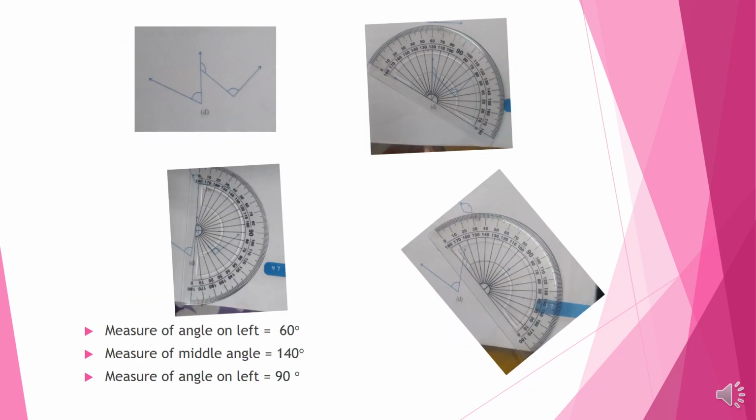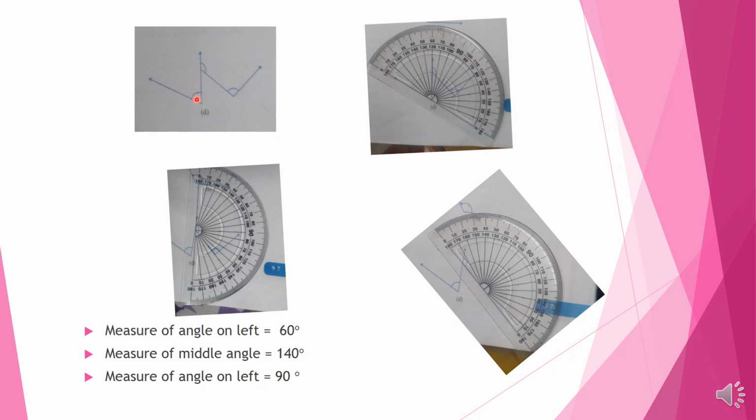Children, figure number D. In figure number D we have 3 angles. This is the angle on the left side, this is in the middle and this is on the right side. So the angle on the left side, I say this is the middle angle and this is on the right side. Okay, and here we have to see all the 3 angles. First angle, second angle, third angle.